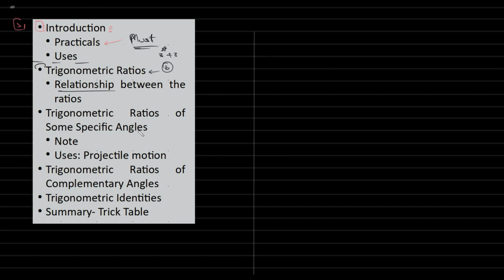Then we are looking at trigonometric ratios of some specific angles. Here we'll be looking at a table. This table, you just have to learn one of the rows, and everything else can be derived from that row. So this too is simple. It's just 6 values. And in that, 0, 1 and half are already there. So this is easy to remember.